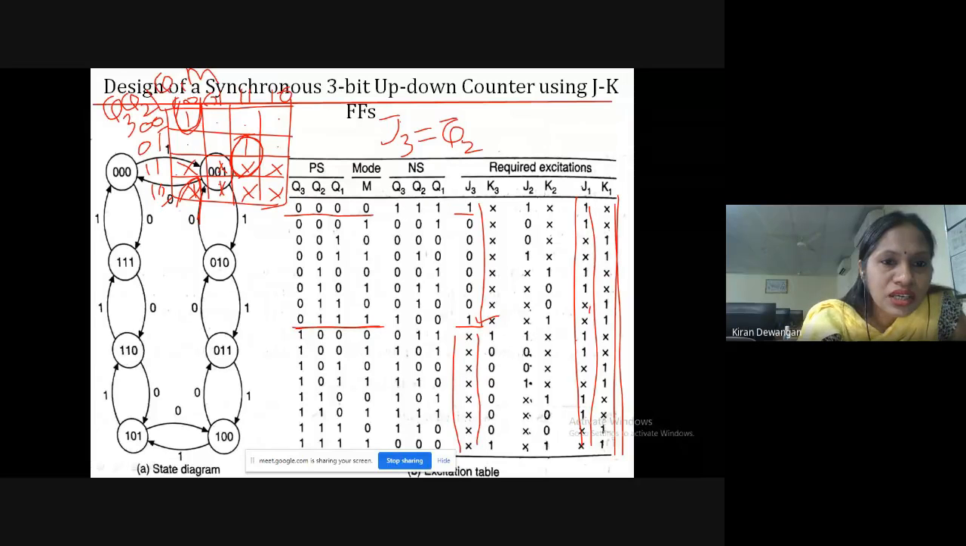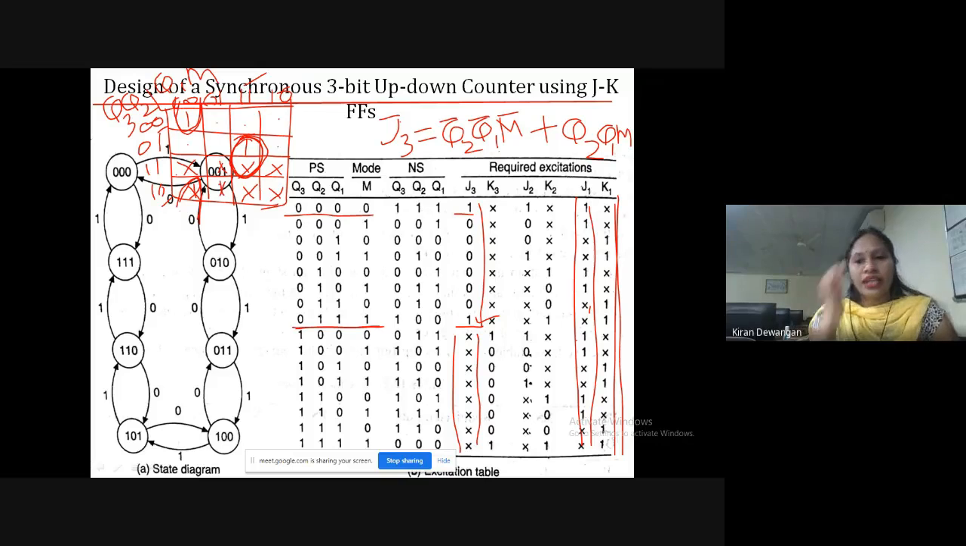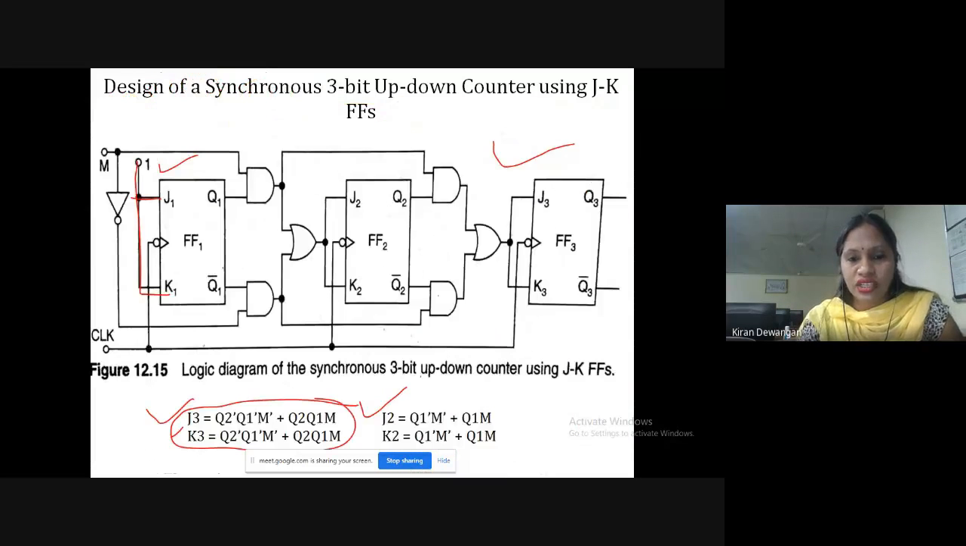And here it is Q1 bar M bar. Q1 bar M bar. Plus this particular pair. What is common here? Q2, and this one is 1 and 1, Q1 M. So this is how we'll get the expression for J3. This is the expression: Q2 bar, Q1 bar, M bar, plus Q2, Q1, M. So this is how we get the expression for J3.